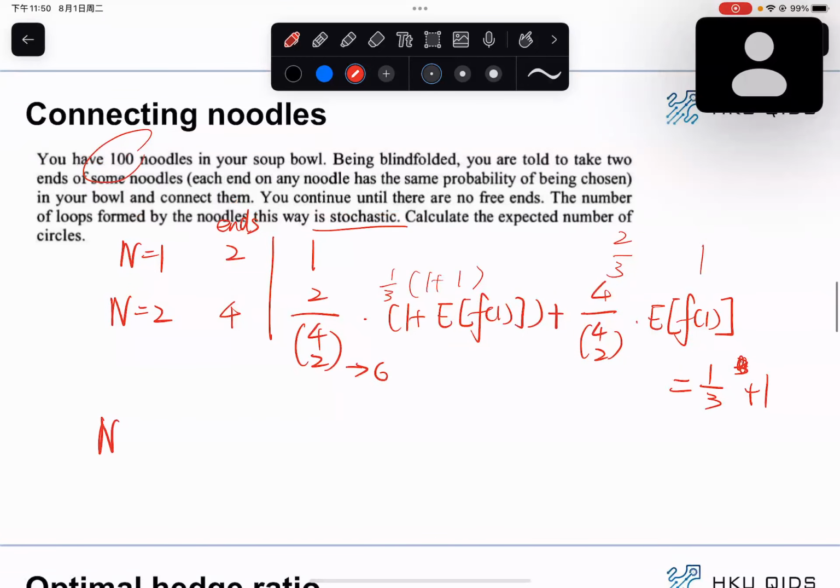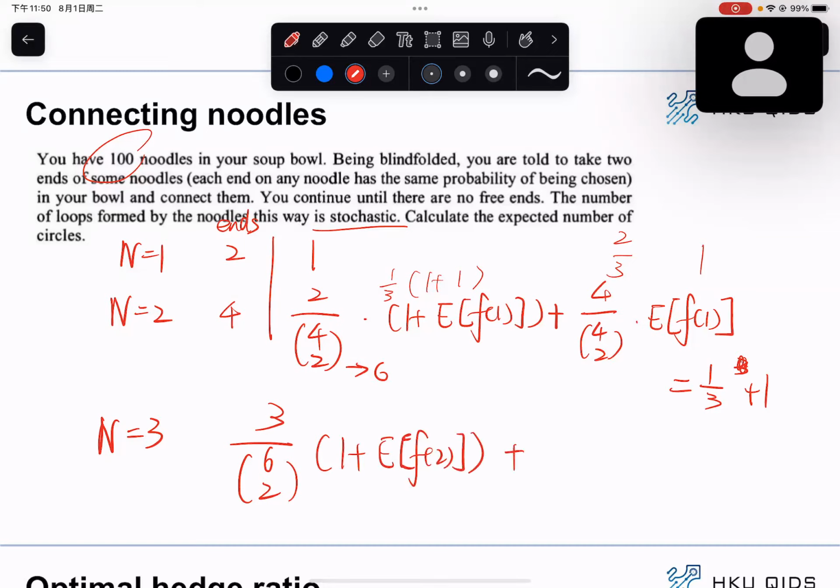And how about n equal to 3? For n equal to 3, in total, there are C(6,2) choices. And among them, again, there are 3 choices. If I pick 2 ends of the same noodle, they are going to reduce the case to 1 plus E F2, right?